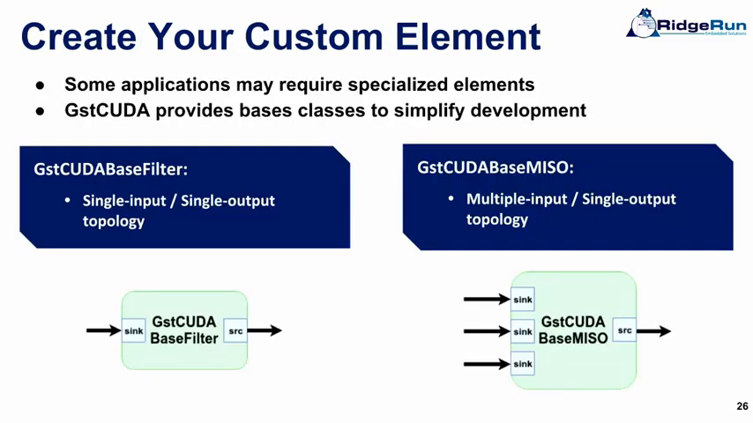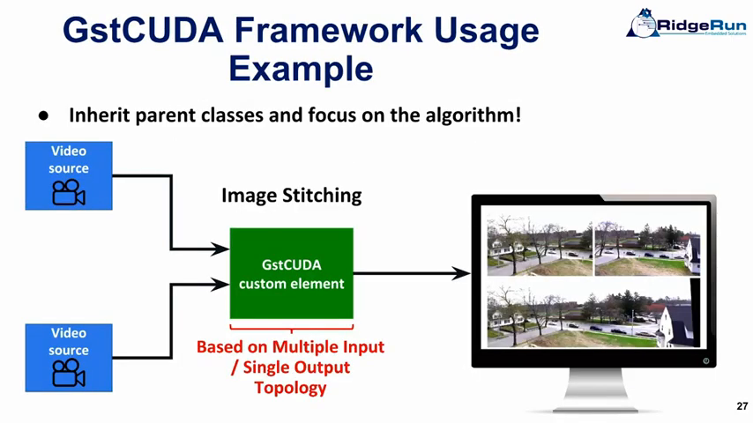So let's imagine that we have a case where the quick prototyping elements do not meet the requirements of your project. We also offer some base classes that represent each of the topologies of the quick prototyping elements: one for single input, single output, which is the GstCUDA base filter, and one for multiple input, single output, which is the GstCUDA base meso class. We also provide some examples on how to use those classes to create a custom element, and the quick prototyping elements are based on those classes.